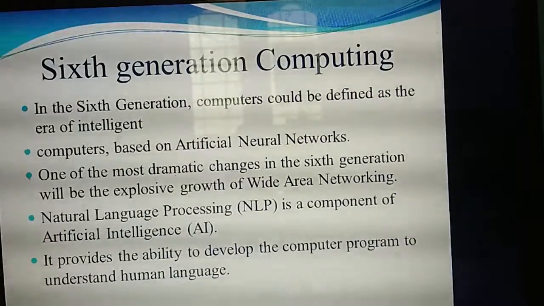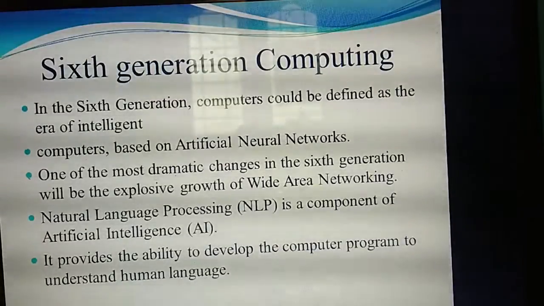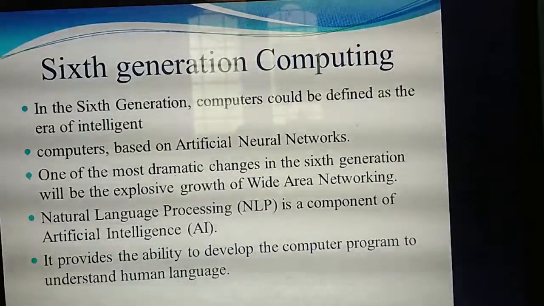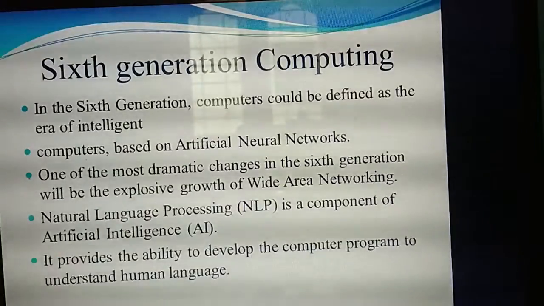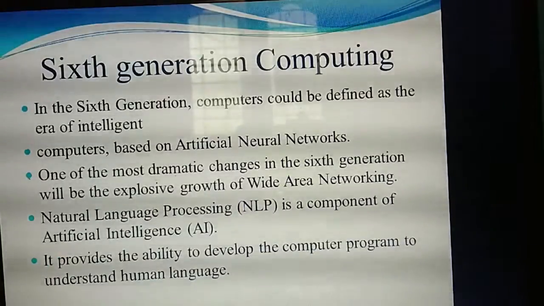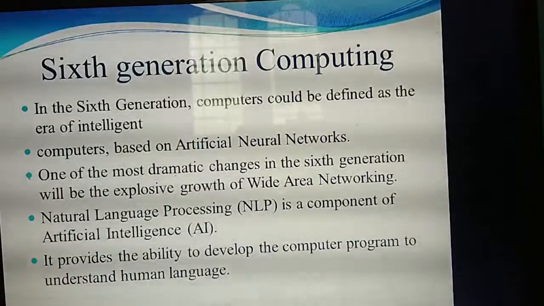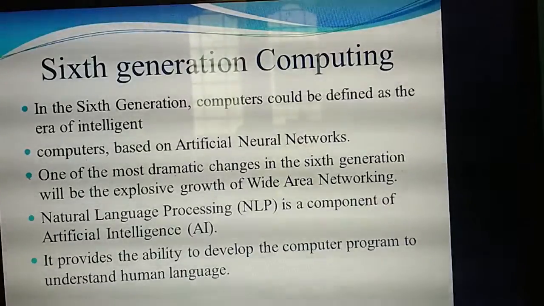For example, most of you have seen the film Enthiran. In the film you have seen a lot of coding. Based on the coding, the robot can move or work, isn't it? That is called neural networks. Likewise, in neural networks they are introducing new things. One of the most dramatic changes is in wide area networking. Wide area networking means networks connecting a lot of places, even foreign countries, based on this 6th generation.